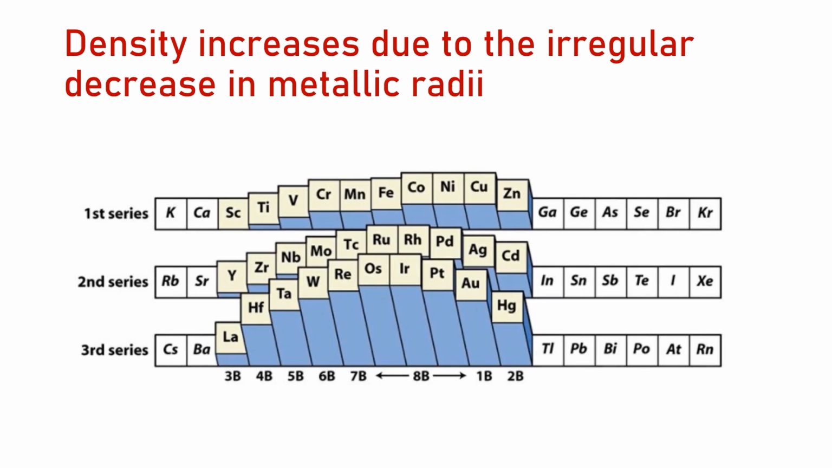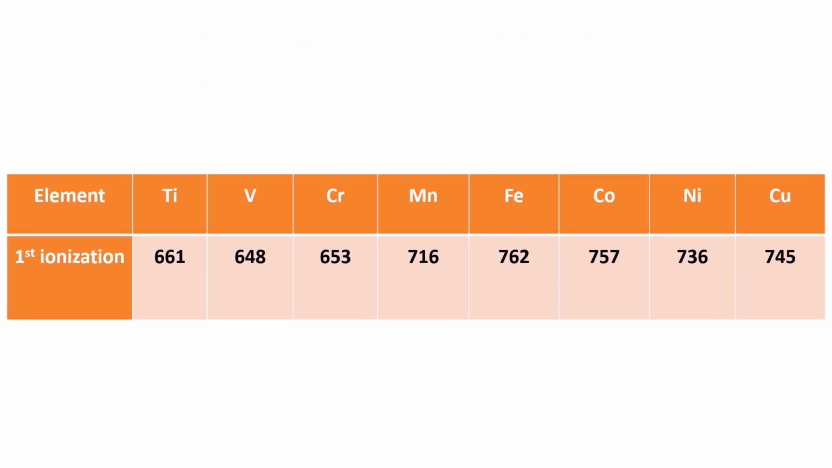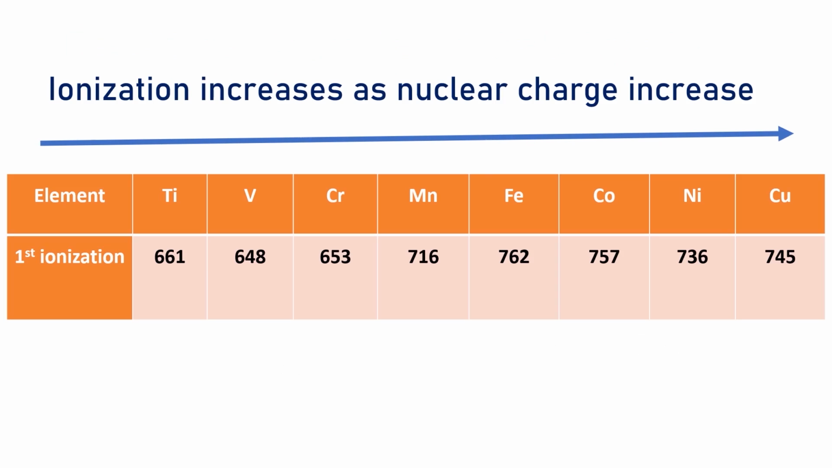Let's move to density. Density increases steadily due to the decrease in the atomic radius. But once again, around the middle, the atomic radius starts to increase, which causes a decrease in the density. For similar reasons, the first ionization energy increases across the transition elements as the nuclear charge increases.